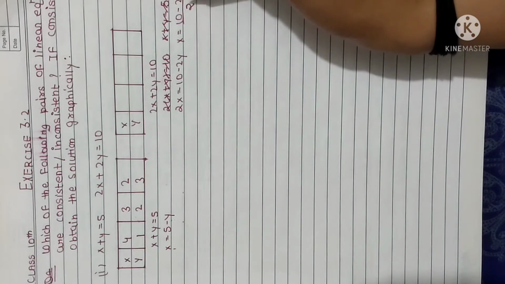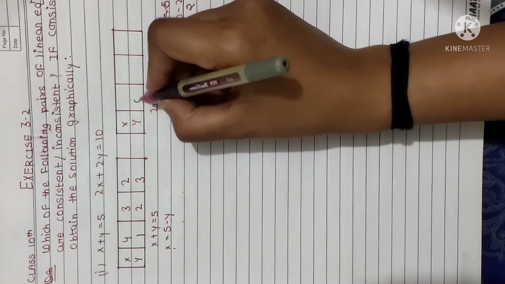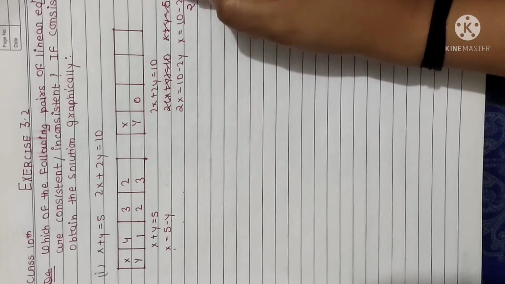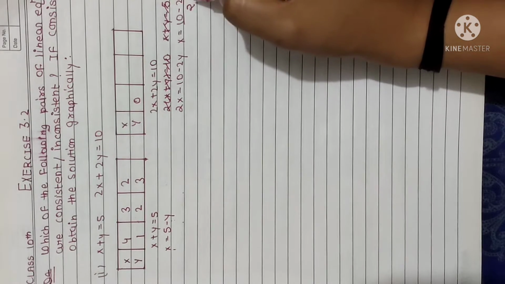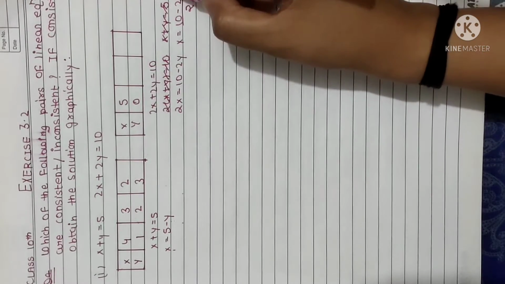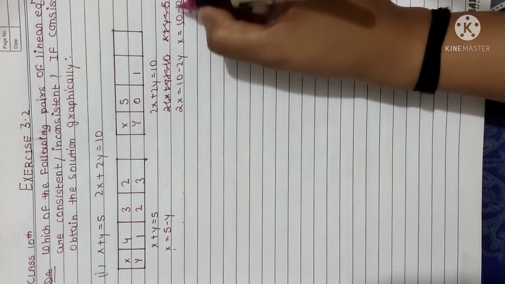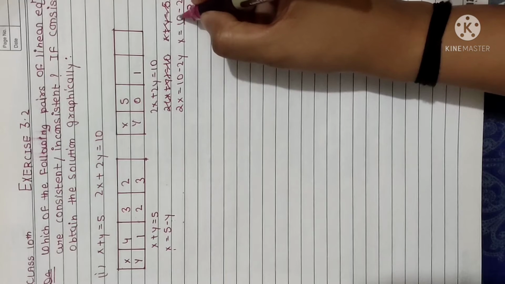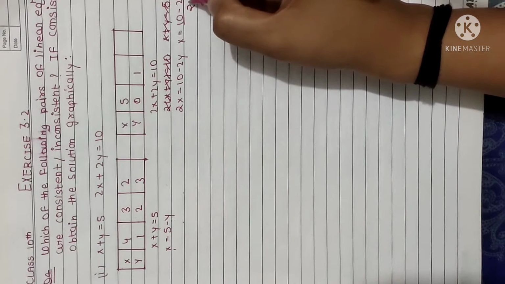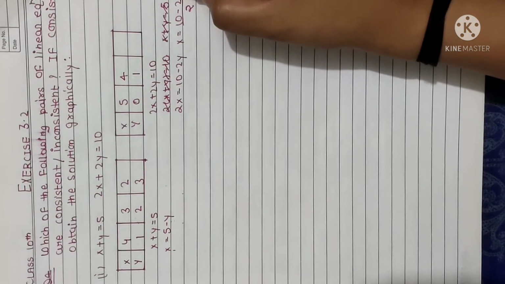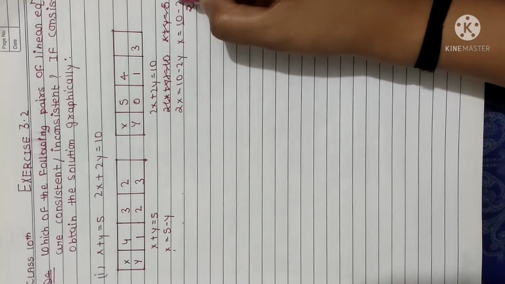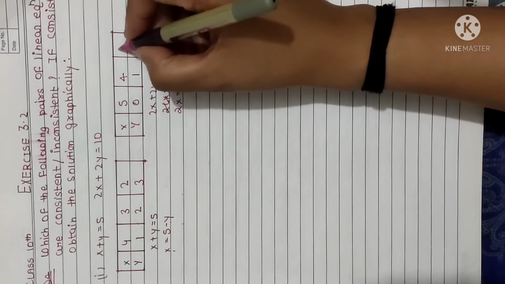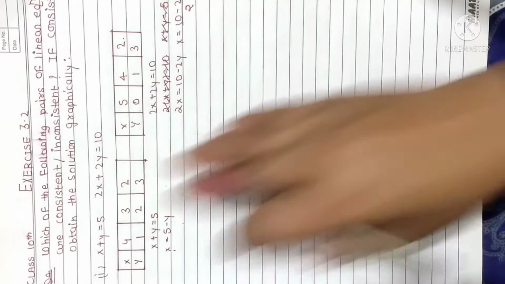Now for the second equation, if I put y as 0, then this term will become completely 0. So we have 10 upon 2, so it will be 5, right? If I put y as 1, then 2 ones are 2, then 10 minus 2 is 8, 8 upon 2 is 4, right? If I put 3 in place of y, it will be 2 threes are 6, so 10 minus 6 will be 4, upon 2 is 2, right? So here we have the solutions for this equation.